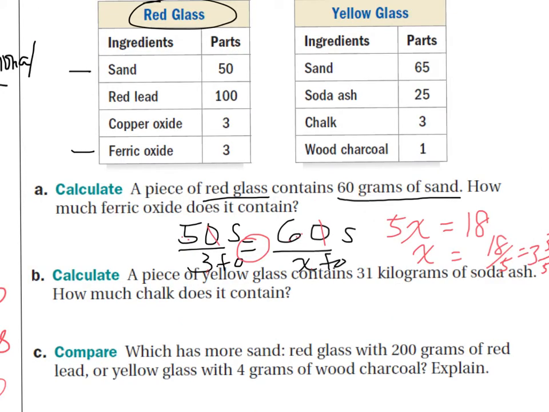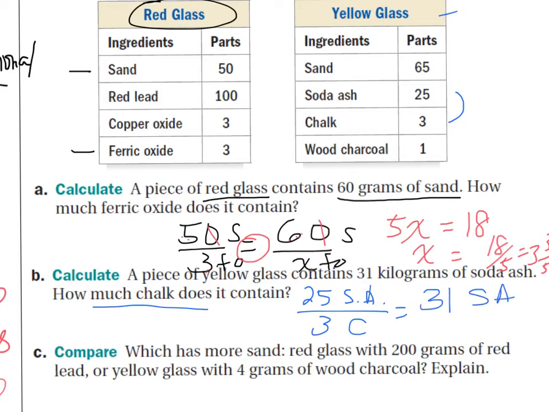Okay, let's take a look at part B. A piece of yellow glass contains 31 kilograms of soda ash. How much chalk does it contain? So I need to look at the second chart here, and I need to see what the ratio between soda ash and chalk is. So it's 25 to 3, so 25 soda ash to 3 chalk. And I need to find out how much chalk it contains in 31 kilograms.